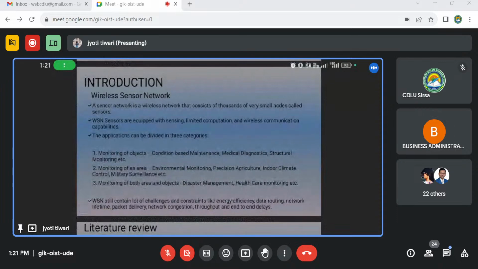This is the introduction. First, wireless sensor network. So I'm working on wireless sensor networks for energy efficient protocols. All are required for sensing, with limited energy consumption of the communication and the capability. There are many applications for monitoring areas and soils also.